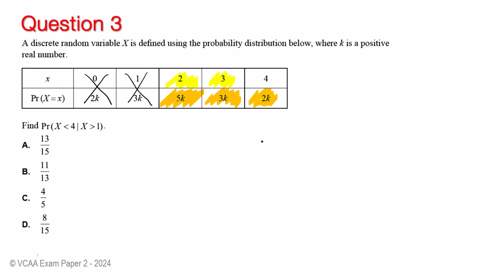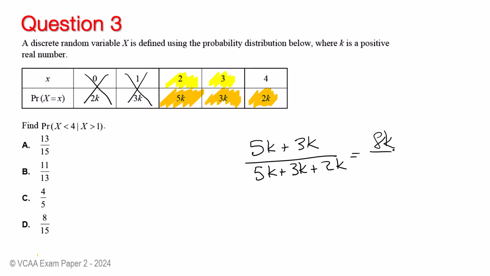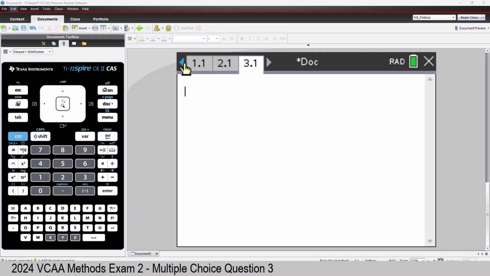These remaining options correspond to the intersection of x less than 4 and x greater than 1. We have 8k favourable outcomes over 10k possible outcomes, which simplifies to 4 over 5. We didn't even need to calculate k, nor did I press any buttons. But let's see what this might have looked like if I tried it on the calculator.